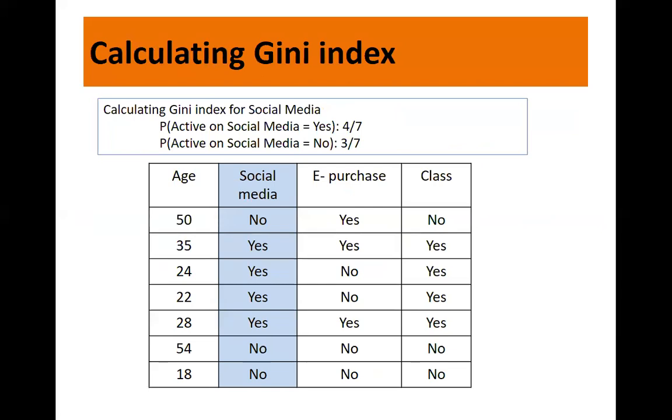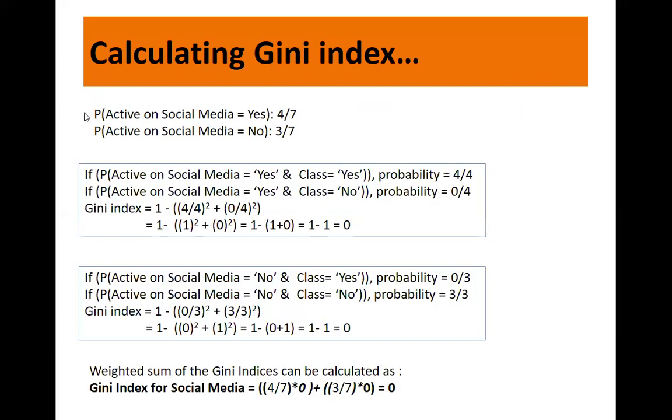Okay, now let's calculate the Gini index for the social media. The same thing that we have done for the information gain. Here again you have 4/7 active on social media, class label is yes, and active on social media no, that is 3/7. There are 3. Here yes is 4 and no is 3. So active on social media 4/7, not active on social media 3/7.